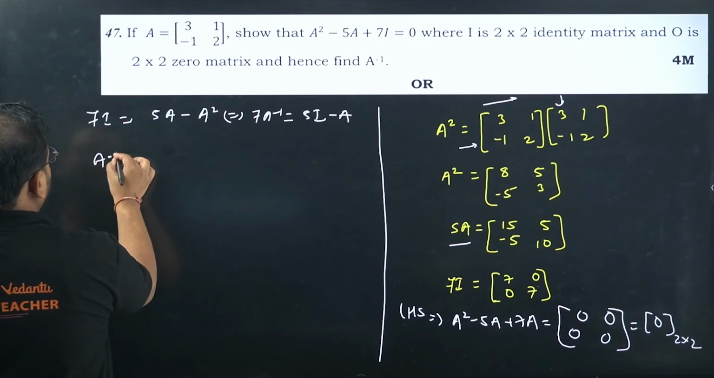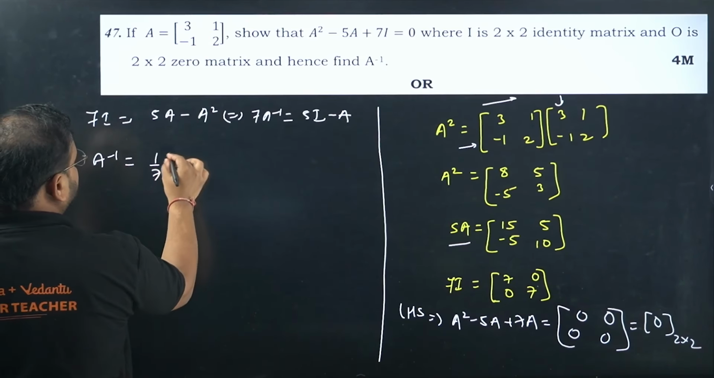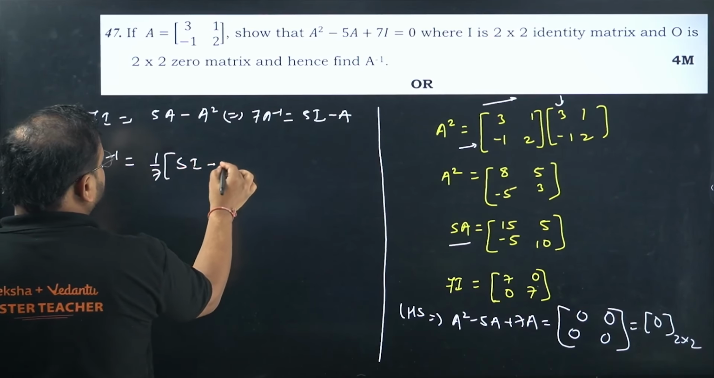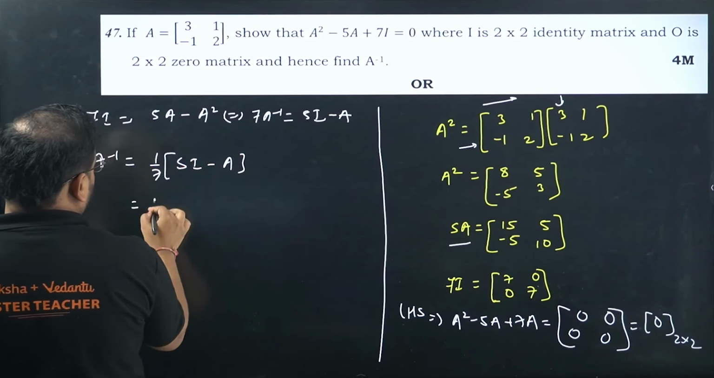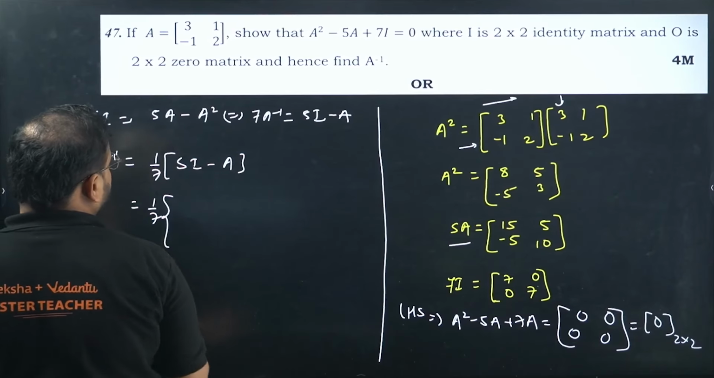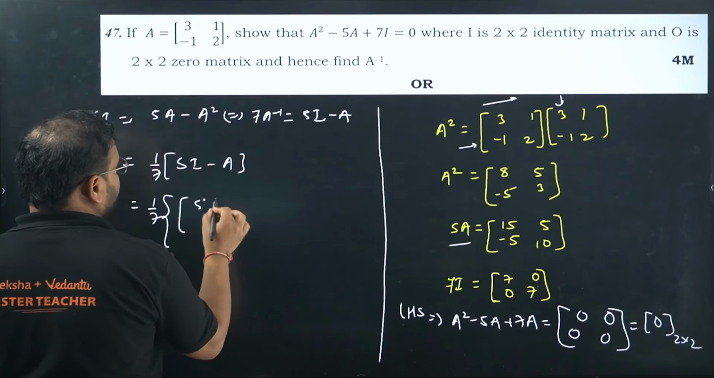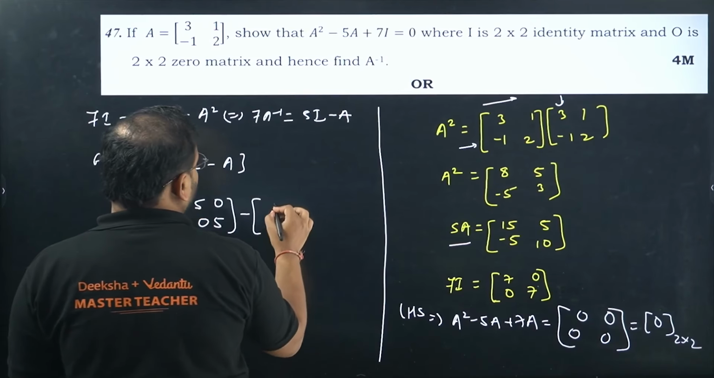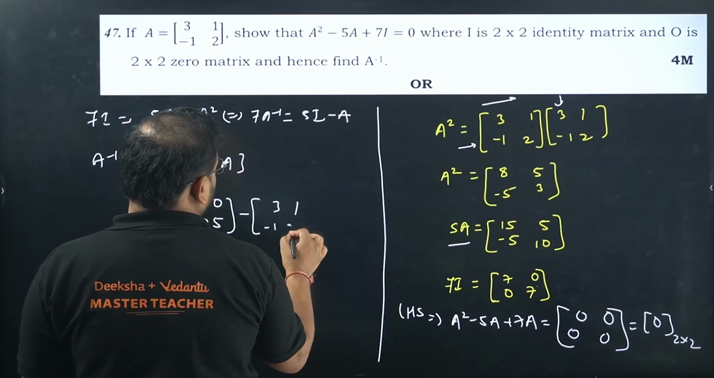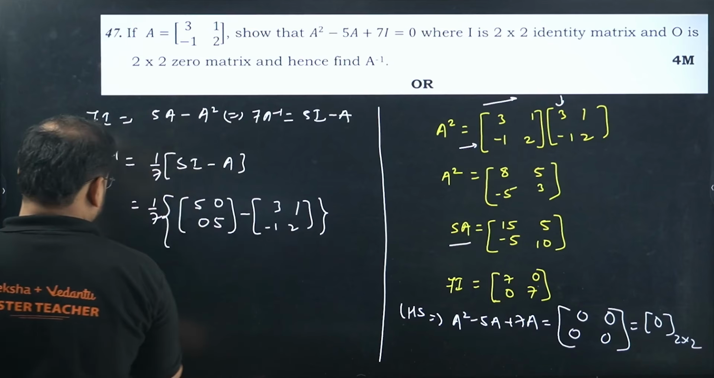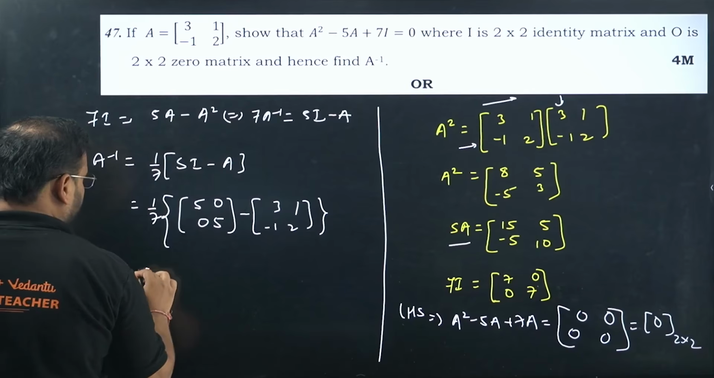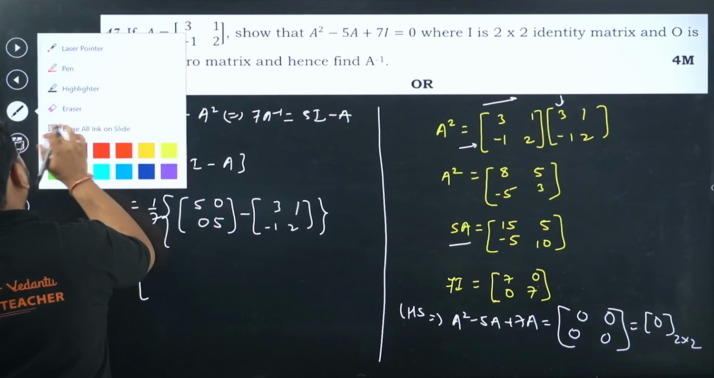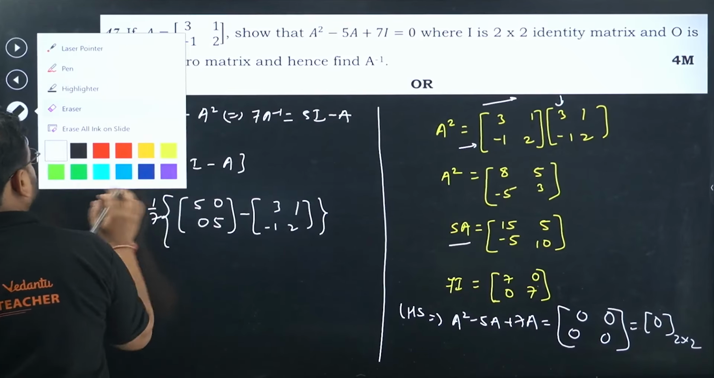So what is going to be the inverse value? 1 by 7 (5I minus A). What is 5I? Check here. 5I will be [5, 0; 0, 5]. And what is A? Check the A value: [3, 1; minus 1, 2]. So my inverse value is clearly given over here.